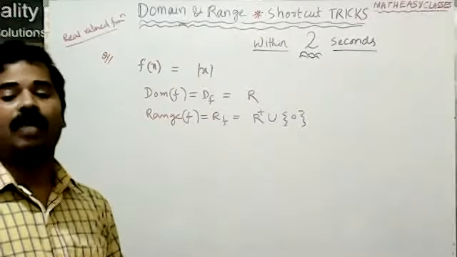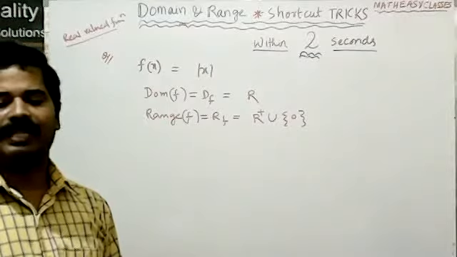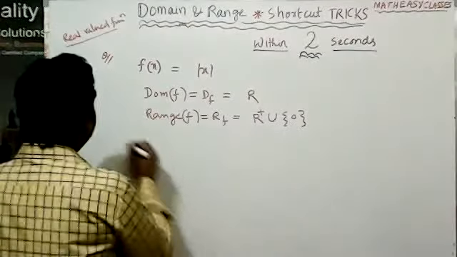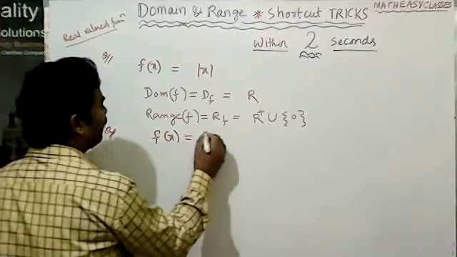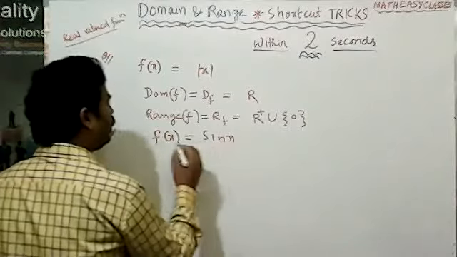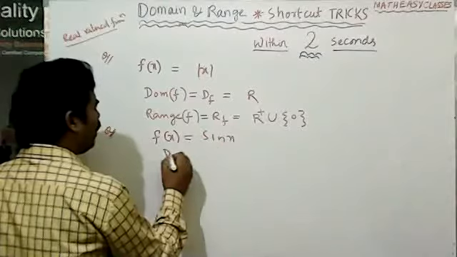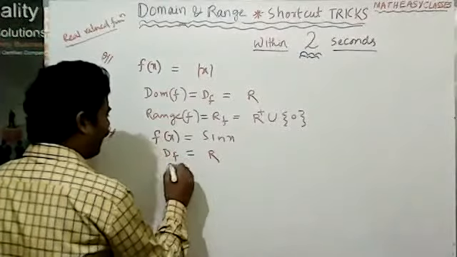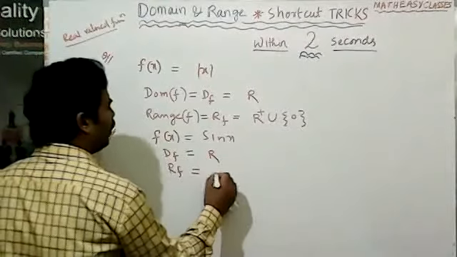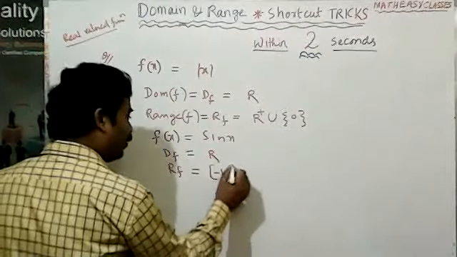If another question comes, how will you do it? Suppose some trigonometric question is given, like f(x) = sin x. Then the domain of the function is the real numbers, and the range of the function is -1 to 1.